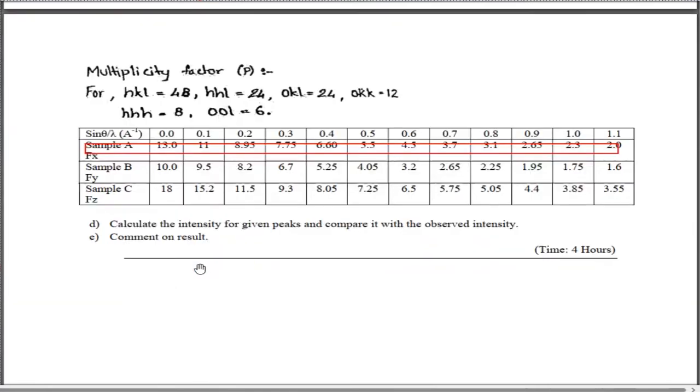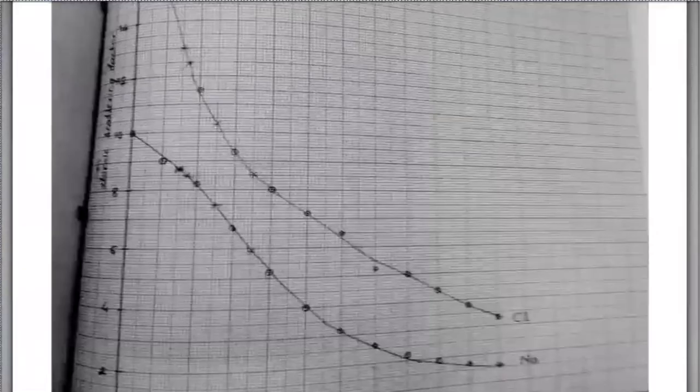Since this is a salt, which is made up of two different elements, sodium and chlorine, what we do is that we take sample B and sample C values. Okay, these values and sin theta upon lambda in angstrom inverse. For these particular values 0.0, 0.1, you have to plot the graph. So on the y-axis, you will put the sample B, sample C parameters, and on the x-axis, you will put this, and you will plot the graph which is shown here. So you have to plot the graph like so.